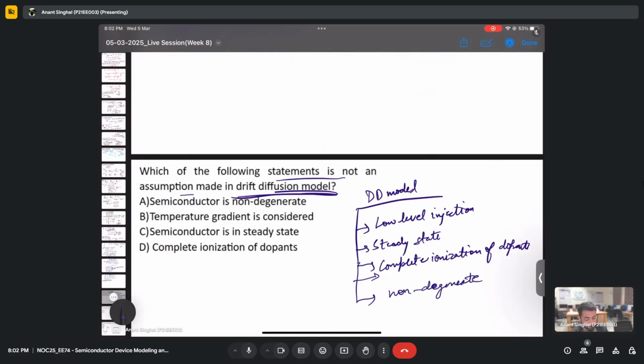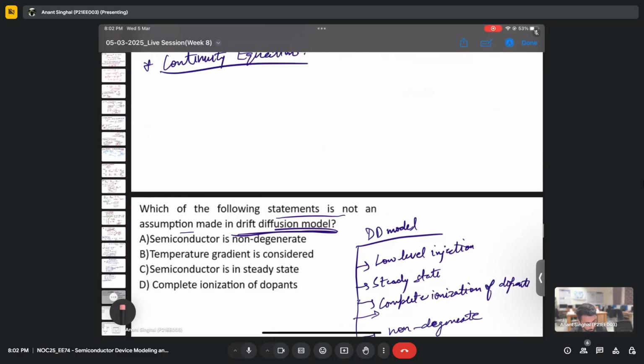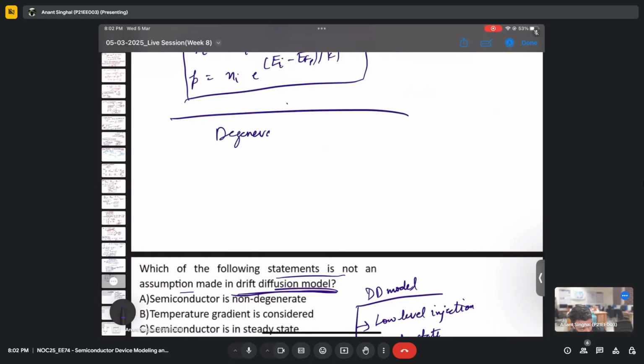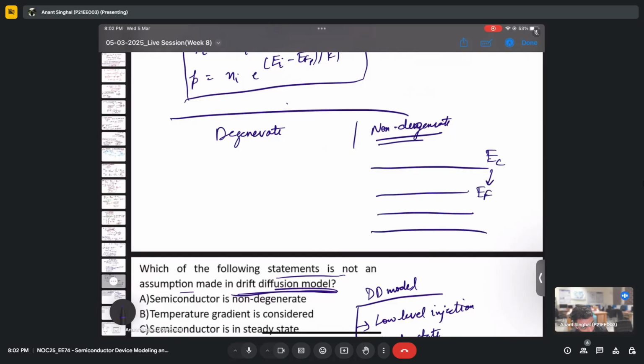I mean not the band gap, the Fermi level. The Fermi level and the conduction band. It is more than kT, more than 0.3 electron volt. In very simple words, we have degenerate and non-degenerate. All the things that we have done are always non-degenerate, in which the Fermi level always lies below the conduction band, or above the valence band.